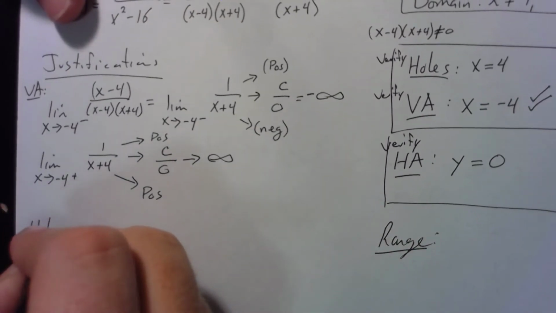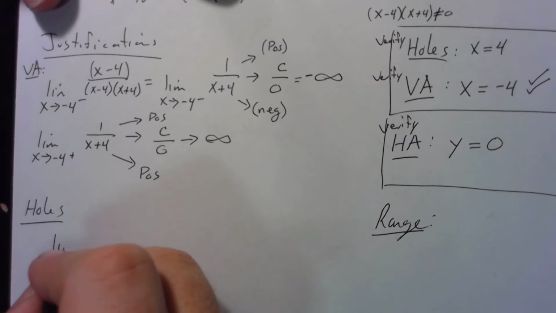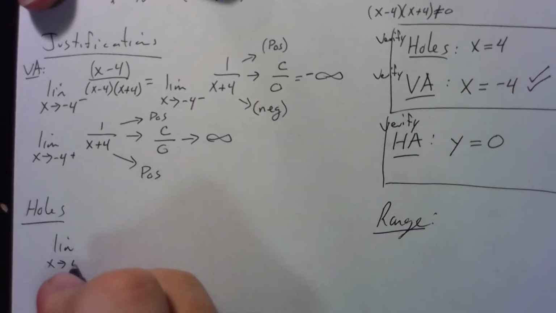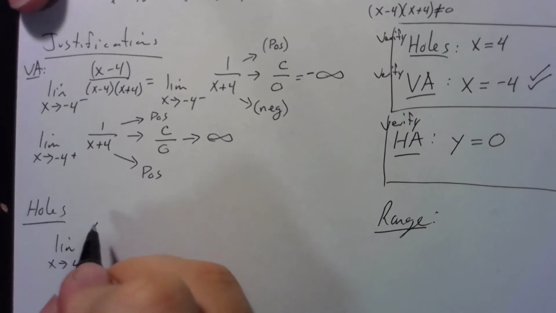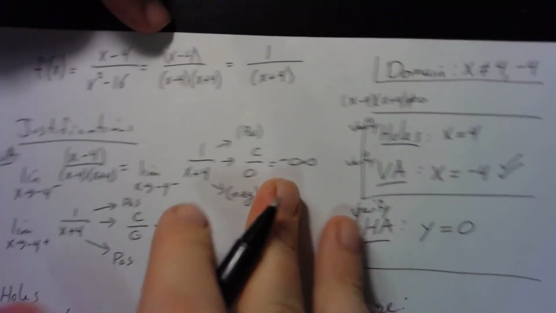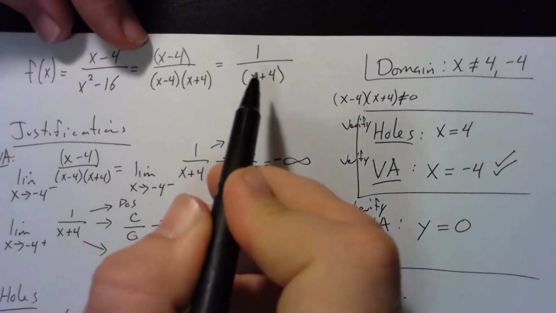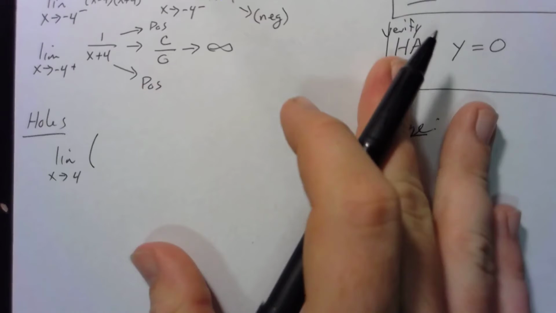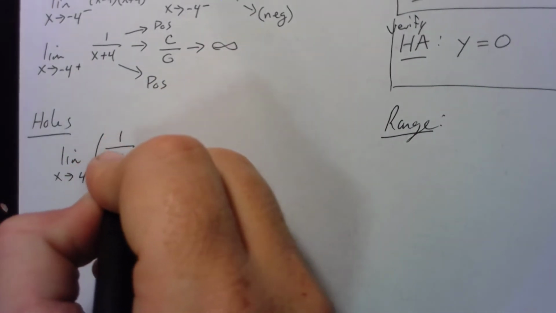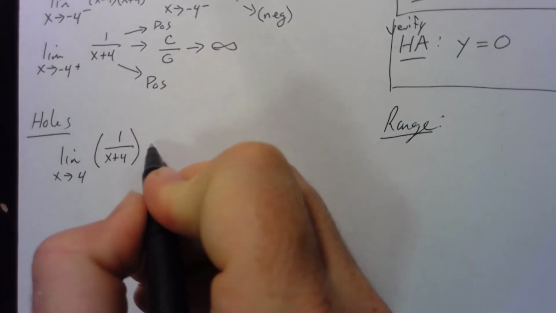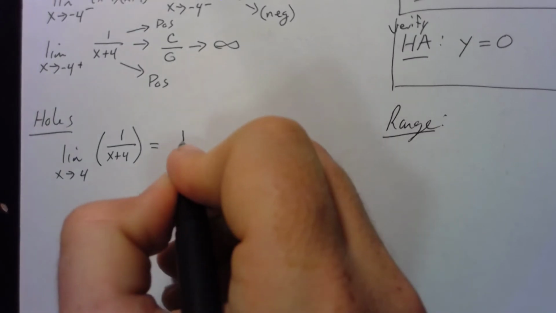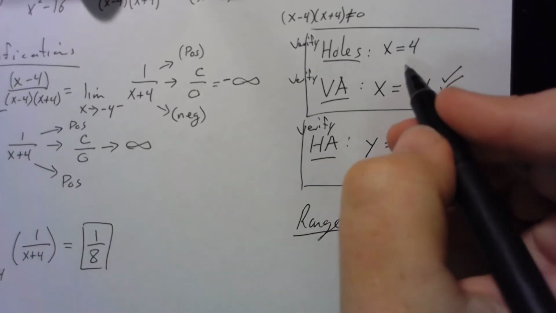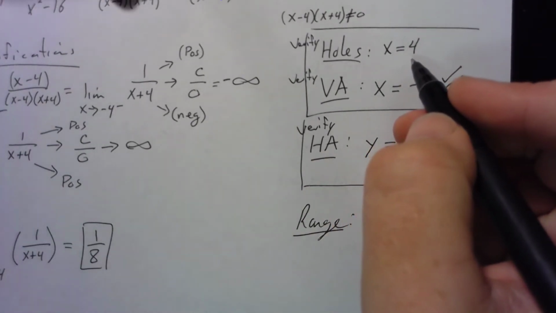In terms of the holes, to verify those, we simply take the limit as x goes to the value of x, in this case 4, of the original function. And again, that original function behaves exactly the same as the simplified one everywhere except for the value of negative 4. So I'm going to go ahead and just use the simplified version of the function. Can I plug in the value of 4? And the answer is yes. If I plug in the value of 4, I get 1 over 8. So I know that at x equals 4, there is going to be a hole in the graph.